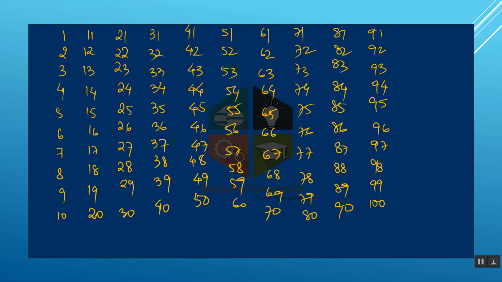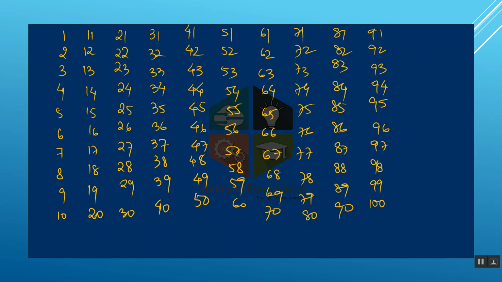Let's see composite and prime numbers. We are going to list, we are going to encircle composite numbers first. Now, all even numbers are composite. Is that true? All even numbers are composite? No, no, no. 2 is a prime number. So, except 2, all even numbers are composite.